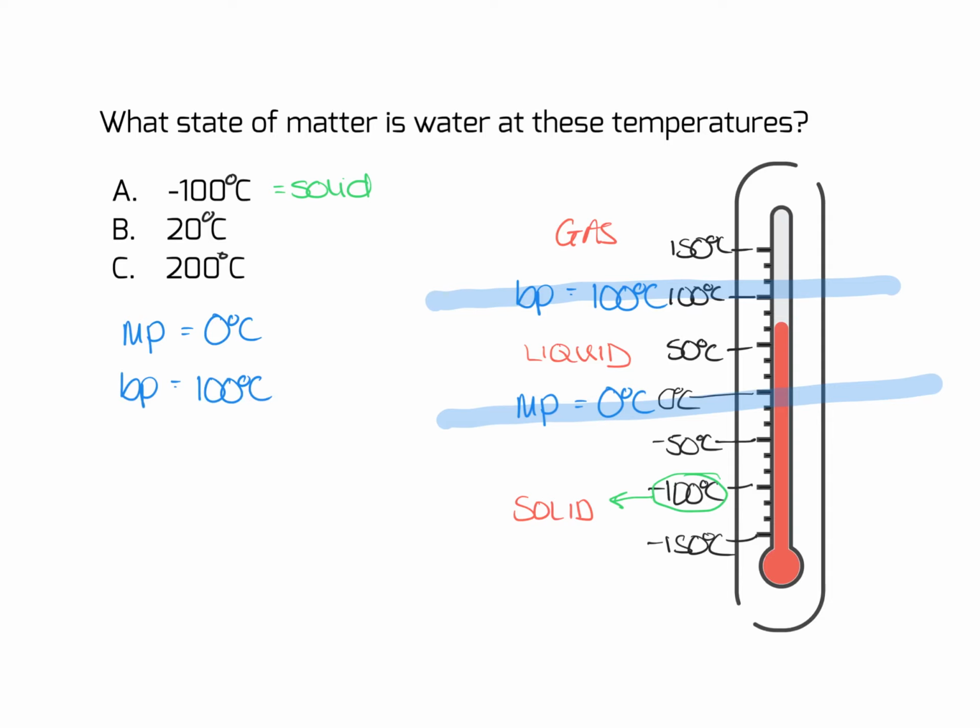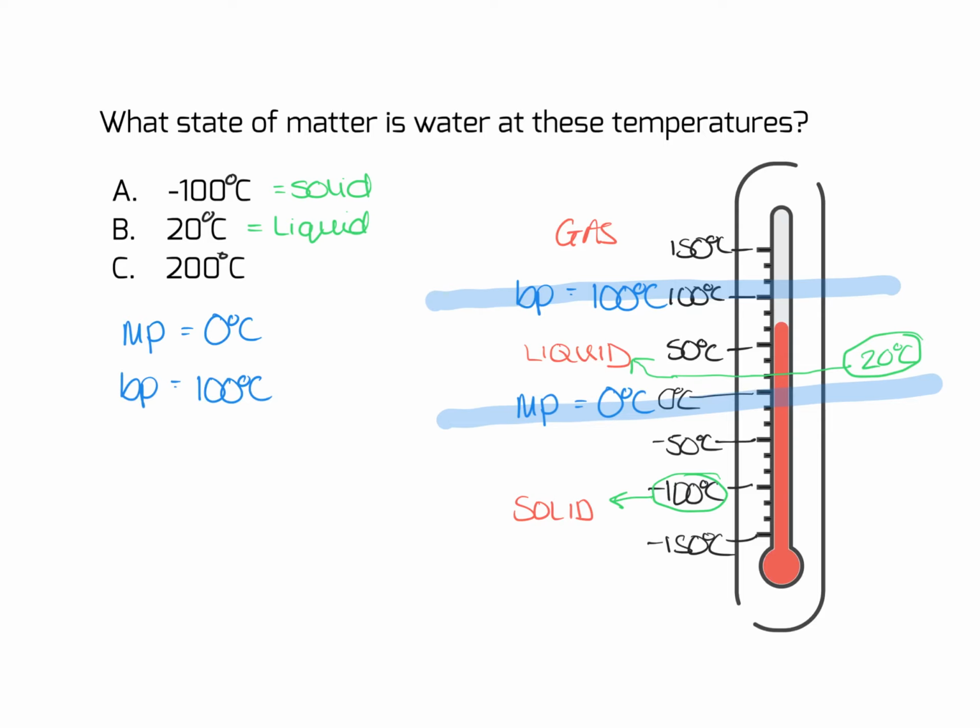Next question says 20 degrees, so we need to find that. 20 degrees would be here somewhere. So let's put it here out the way where we can see it. And you can see 20 degrees is in the liquid section. So at 20 degrees, water would be a liquid. So that's about room temperature-ish.